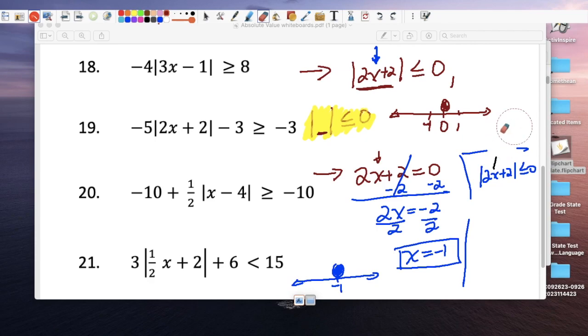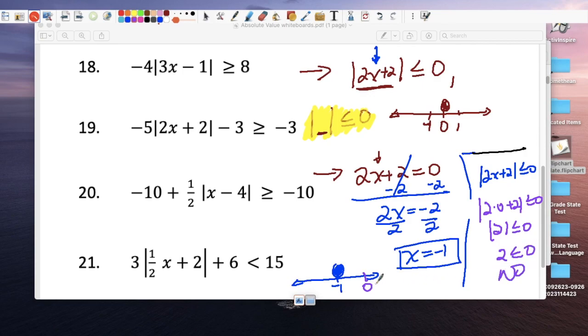We don't believe it fully yet, so let's just try. Instead of -1, let me pick an easy number to the right of -1: 0. Well, I get 2 times 0 plus 2 less or equal to 0. 2 times 0 is 0, and then plus 2 is just 2, less or equal to 0. We can see that it's not going to work because the absolute value of 2 is 2, and is 2 less or equal to 0? No, so 0 doesn't work.